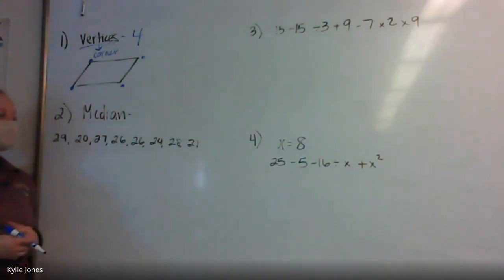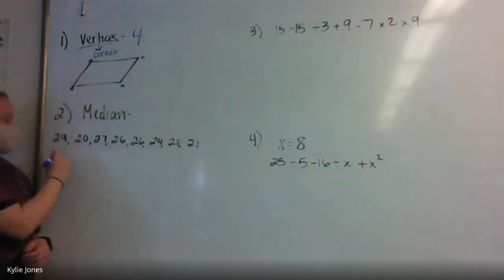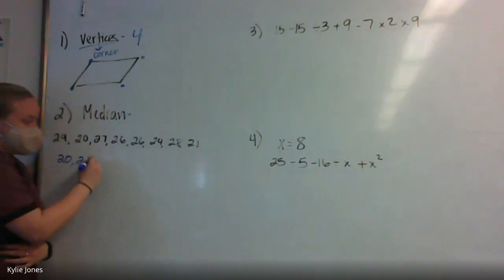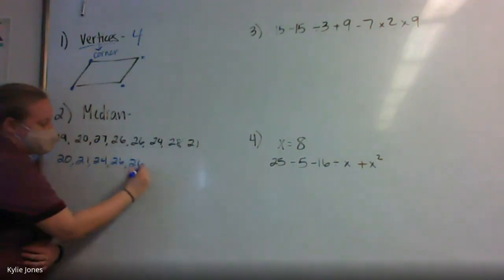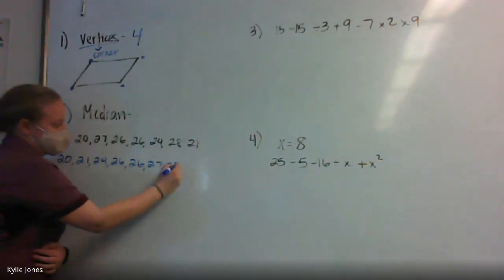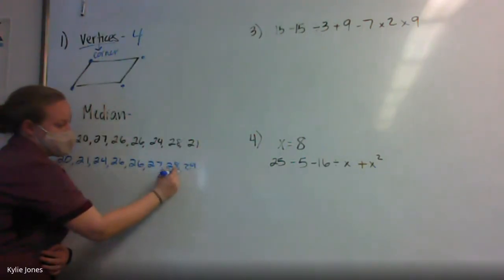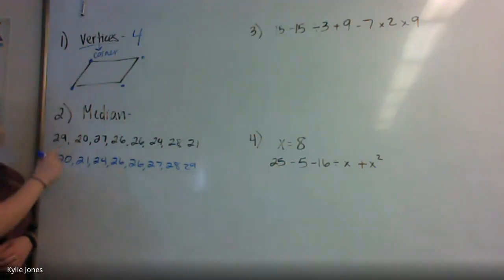Number 2, finding the median. This is the same set of data we used yesterday. So what do I need to do first? This is not in order. Least to greatest. One person raise your hand and tell me the order. Alex. 20, 21, 24, 26, 27, 28, 29. Okay, do we agree? Was that right? Yes, that was correct. Okay, now that I have this, how do I find the median?